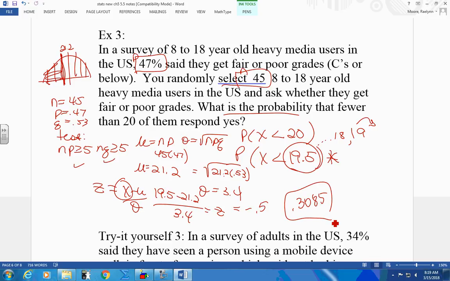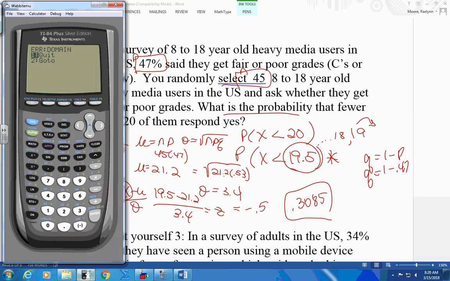Okay, and you can still use your calc for this. What's your Q again? Your Q is 1 minus P. So if your P is 0.47, your Q is 1 minus that. They don't tell you that, you have to find it. Because all your probabilities have to add up to 1. Okay? Now, you can still go to your calc for this.